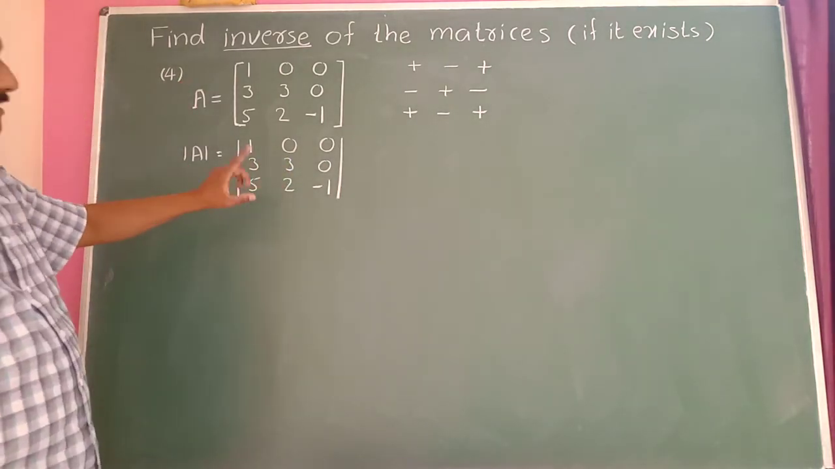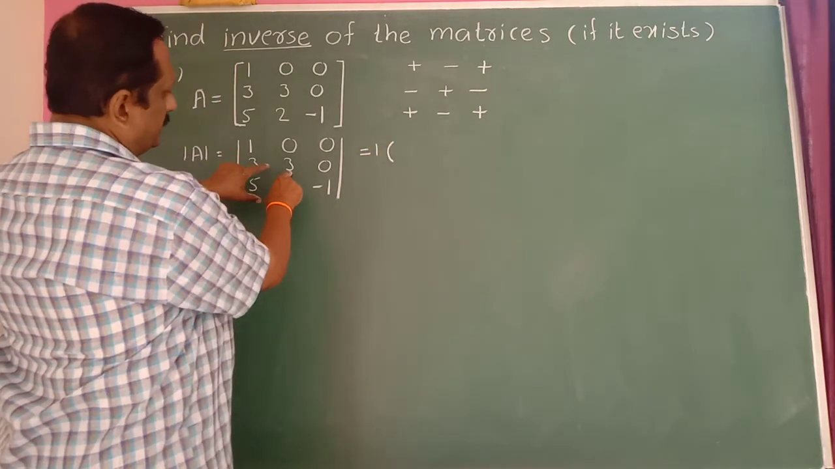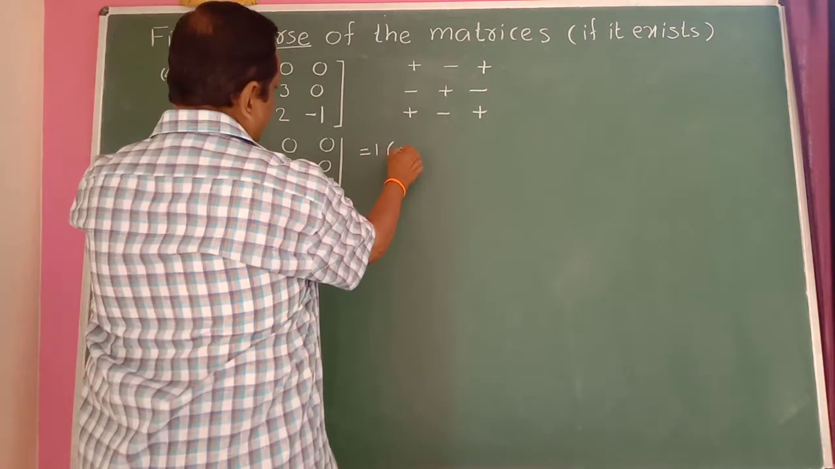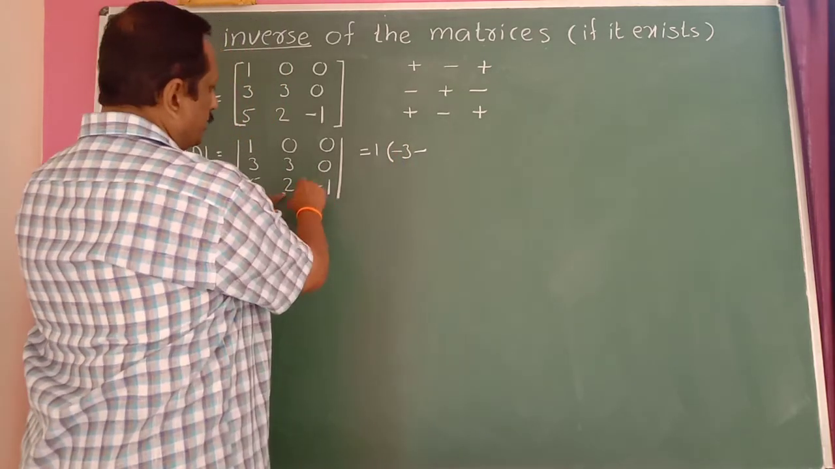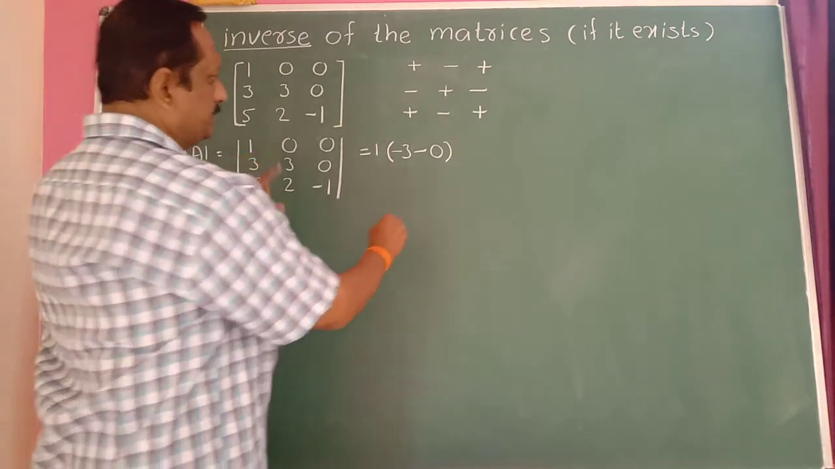Then expand this determinant here. So therefore this is equal to 1 into bracket 3 into minus 1 is minus 3. Minus of 3 minus 2 into 0 becomes 0. Then minus of 0.